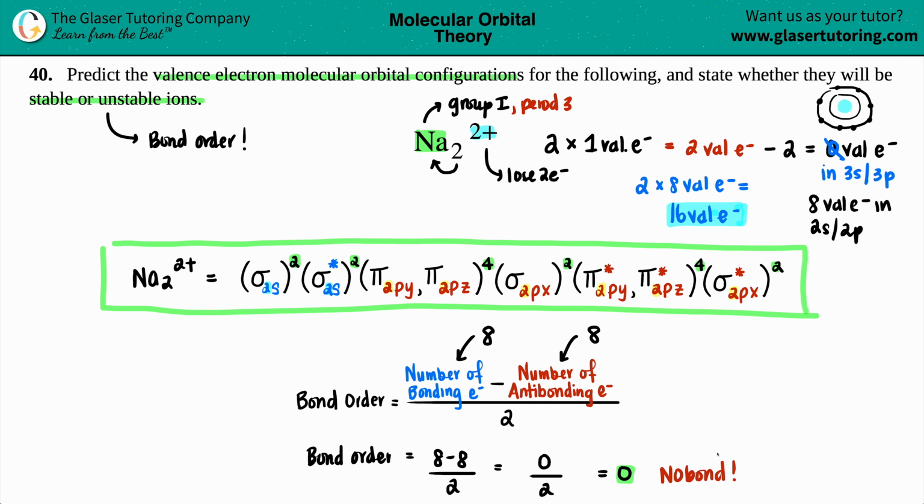Anyway, so no bond, which means that it's unstable. This is an unstable ion, and it will not occur in real life. Wonderful. And those are your 2 answers. So let's just box this off. Beautiful. And call it a video.